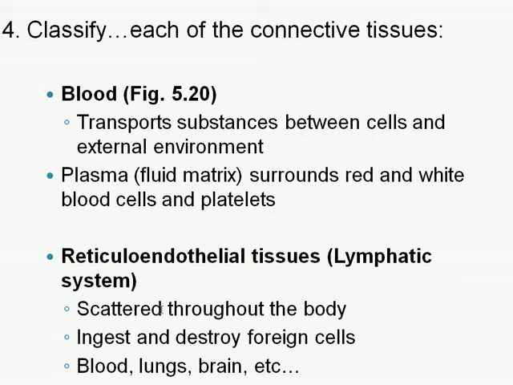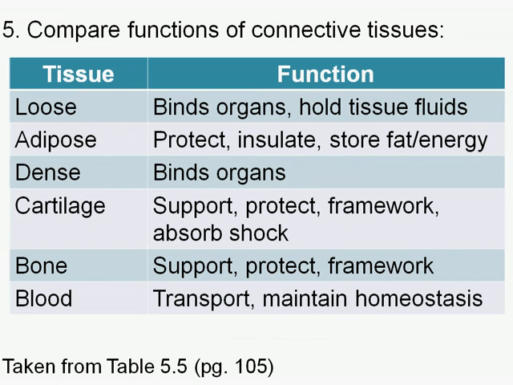Last one, I'm really not going to focus too much on this. This is the reticuloendothelial tissue found in the lymphatic system, so we'll talk about these a little bit more when we get to that unit. They're just kind of all over the place. They help to destroy stuff. They're pretty much found everywhere because your body needs to defend itself everywhere inside.